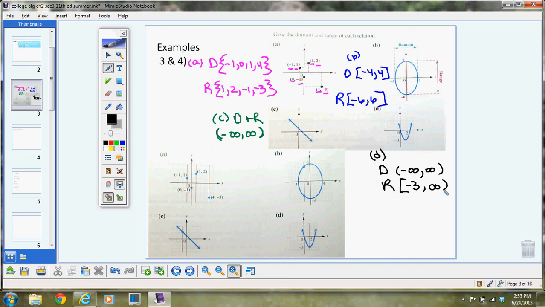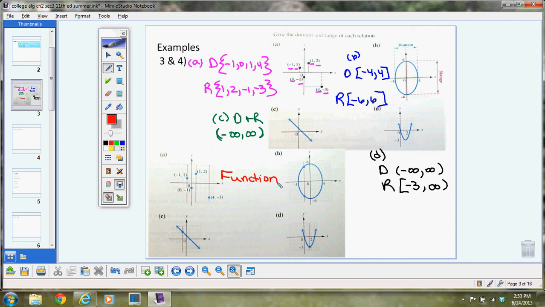Now example 4 is the same thing, except what we're dealing with, same graphs, we're dealing with the question of is it a function or not. To determine if it's a function, you hold your pencil straight up and down. You do what we call the vertical line test. If you can move that pencil across this graph and never touch a point twice, like this one, okay, that one is a function because you never touch one of the x values twice.